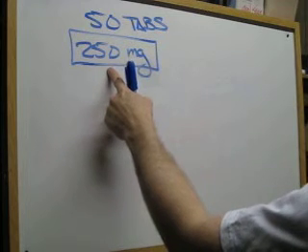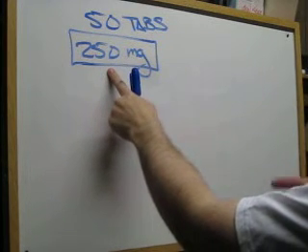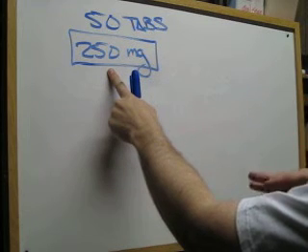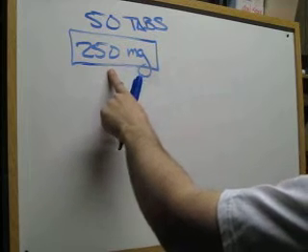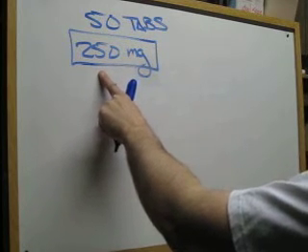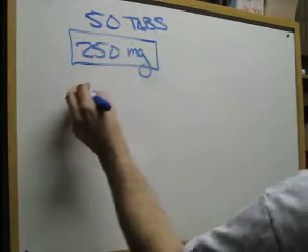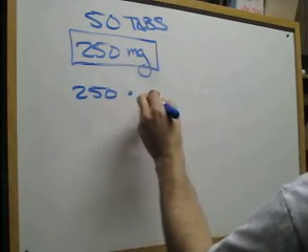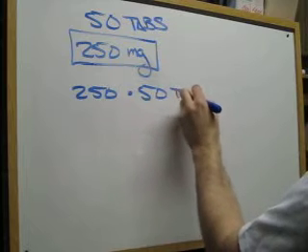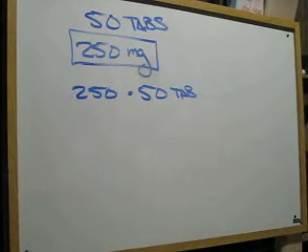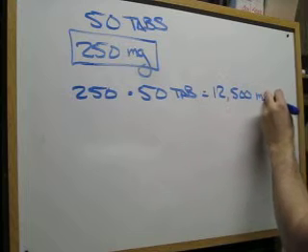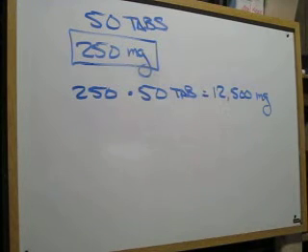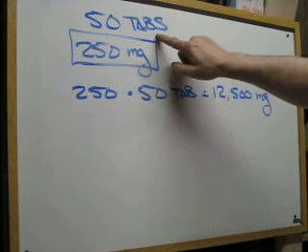Well, there's 250 per 1 tablet, so 2 tablets would be 250 plus 250, or 250 times 2. So what that's saying is, if we know that 250 is in one tablet, in 50 tablets it would be 250 times 50 tablets. And that would give us the total weight of that bottle of vitamin C in milligrams. So 12,500 milligrams is the total weight of 50 tablets.